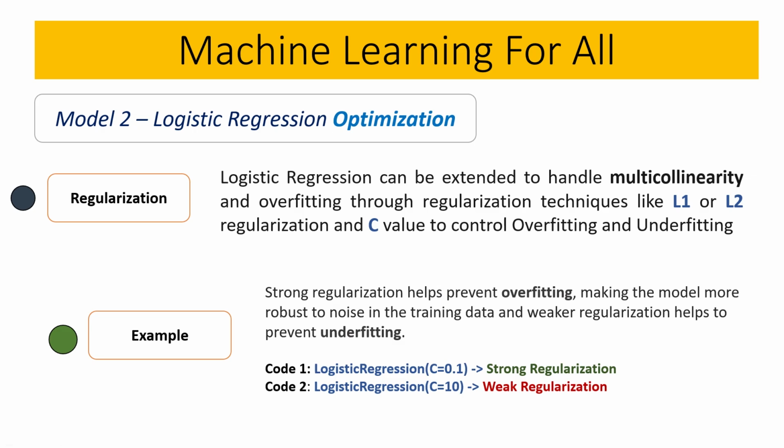The final one is regularization. So what is this thing? Logistic regression can be extended to handle multi-collinearity and overfitting through regularization techniques like L1 or L2 regularization, or the C value, to control overfitting and underfitting. So what it says is, logistic regression can be extended to handle multi-collinearity.